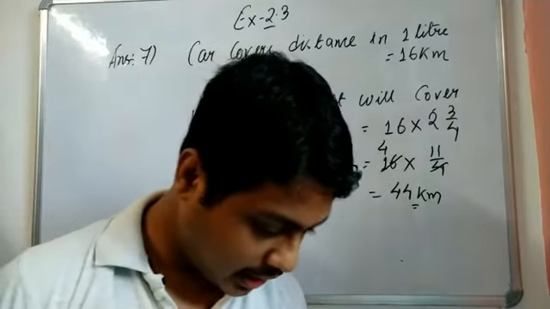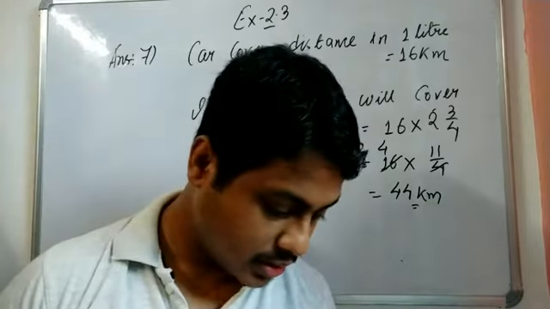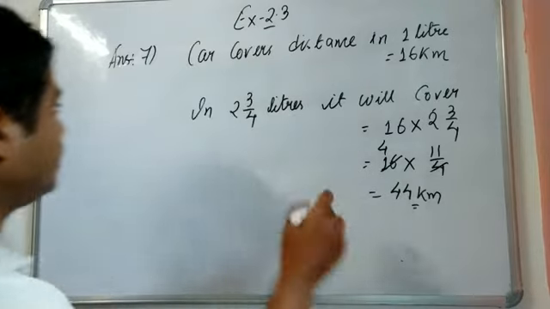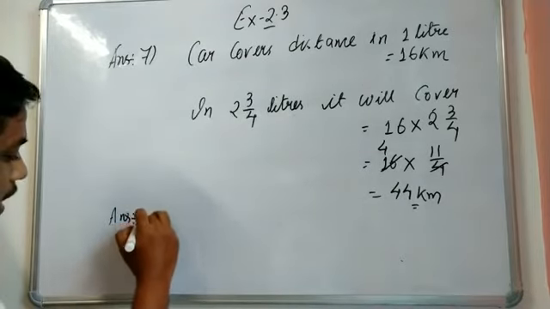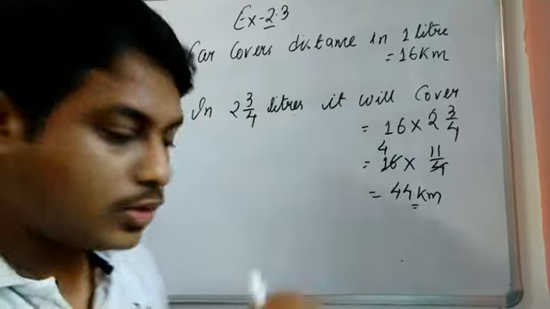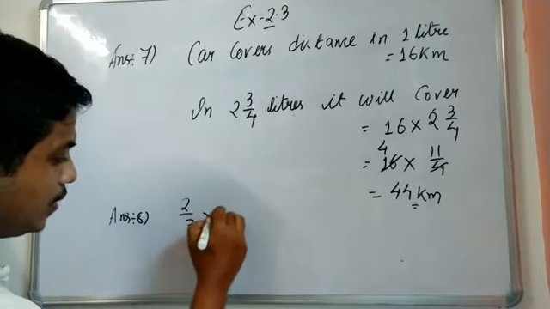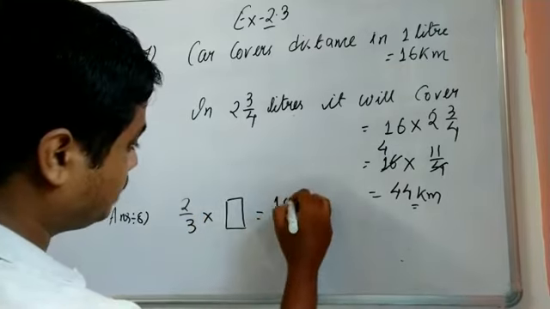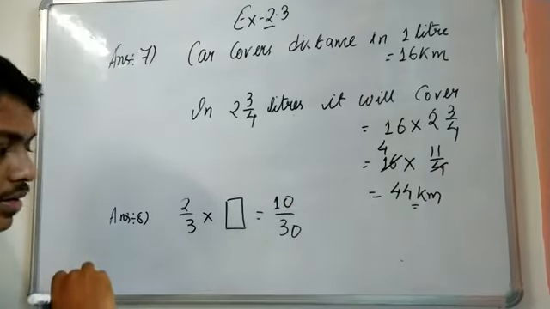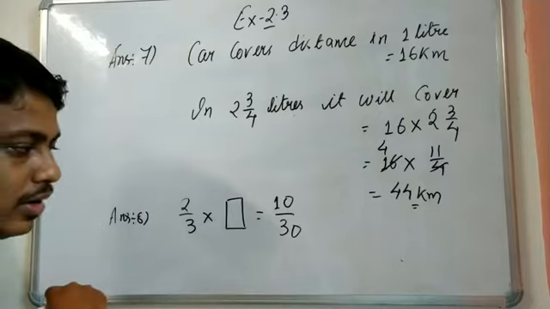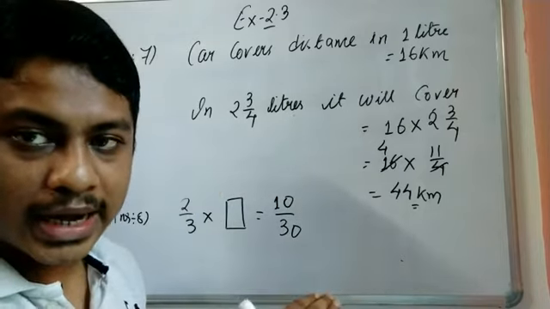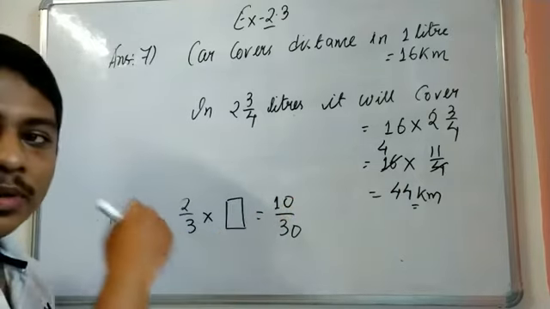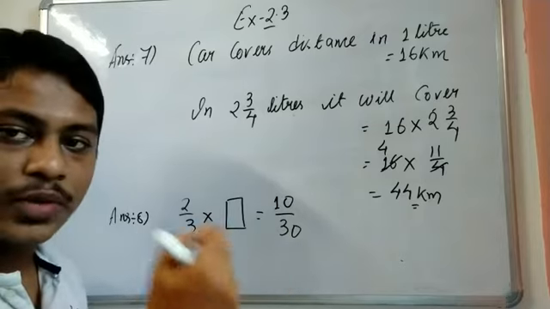Question number 8: provide a number in the box such that 2 by 3 into box is equal to 10 by 30. So in the box, what will be its answer? You can do it in two ways. You can do it directly, or you can put an x here and do it that way. I'll be showing you both ways, so use whichever you find easier.